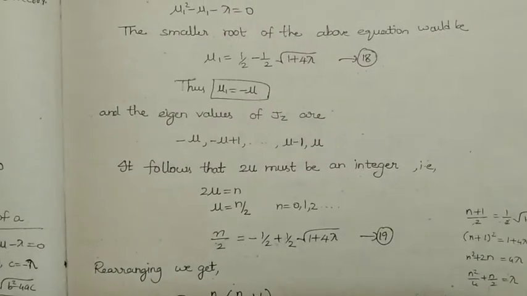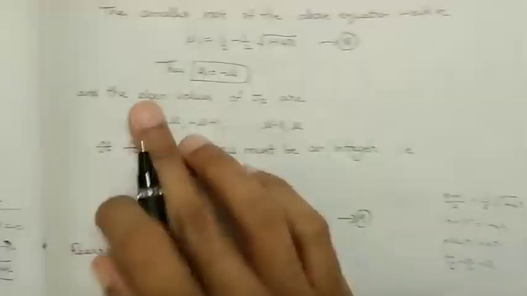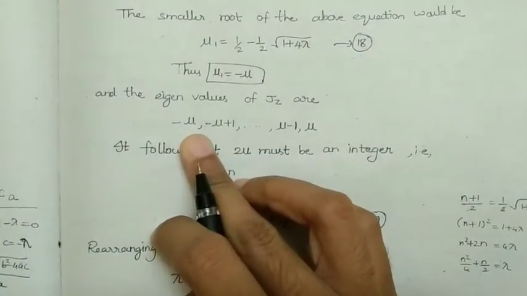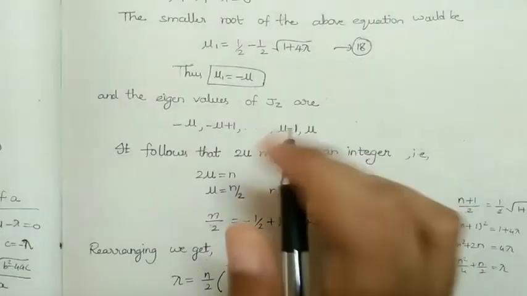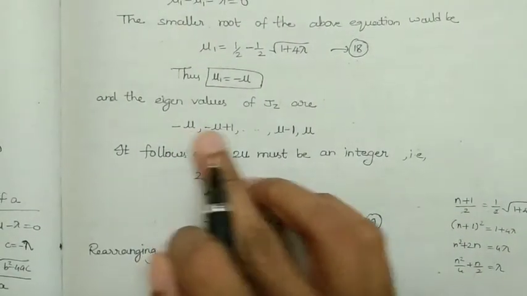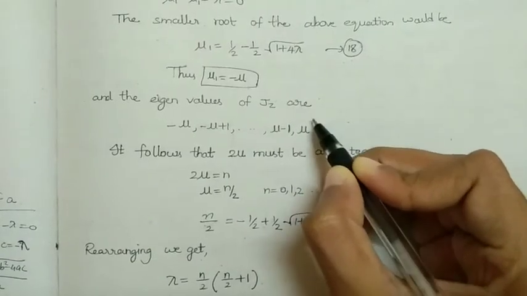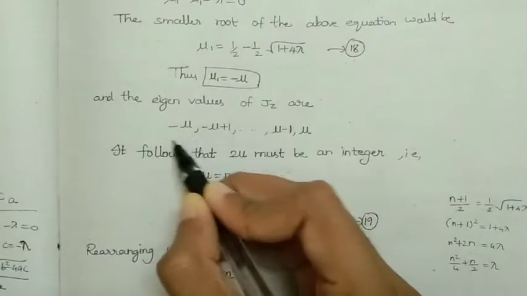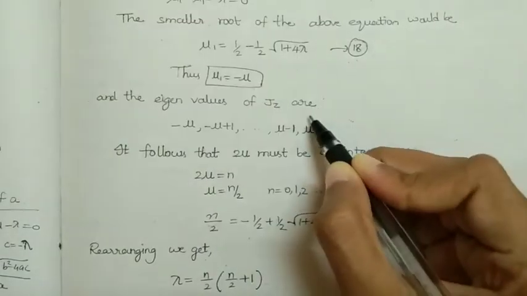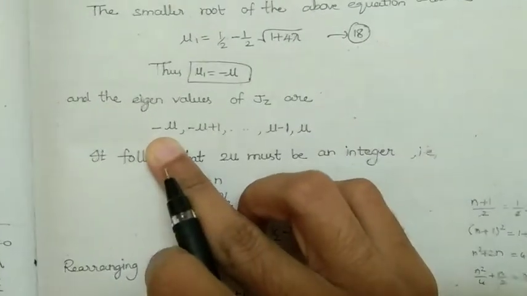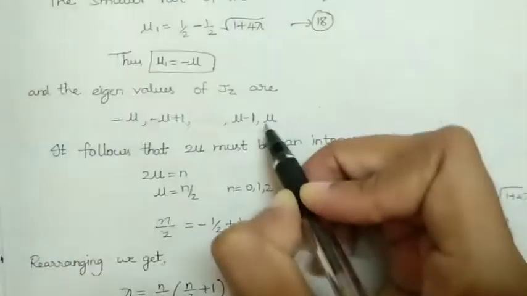So plus 3 square as well as minus 3 square. And the eigenvalues of Jz are starting from minus mu plus 1 and ending, taking the maximum positive value and the minimum negative value. The maximum positive value is mu, as we have found here, and the minimum negative value is minus mu. So in between them we can reduce.